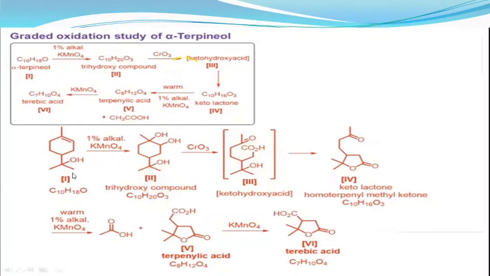This is the probable structure of alpha terpineol with the hydroxyl group at the 8th position, and this position is the position of the double bond, which results in the formation of oxidation. It forms a trihydroxy compound. Finally, it converts into ketohydroxy acid, which is unstable, resulting in lactonization, forming ketolactone, which on further oxidation with warm KMnO4 forms terpinylic acid with C8 carbon and acetic acid, and finally on further oxidation it forms terebic acid. These two compounds or T2 acids have been synthesized.